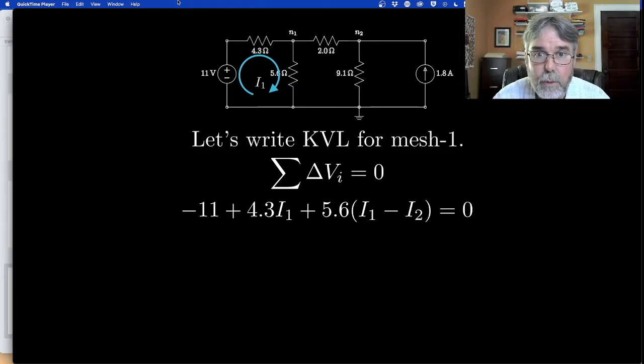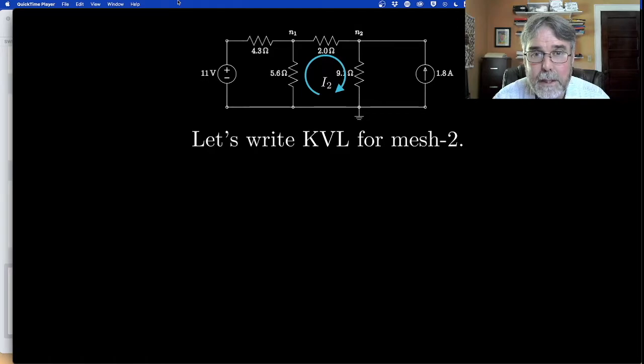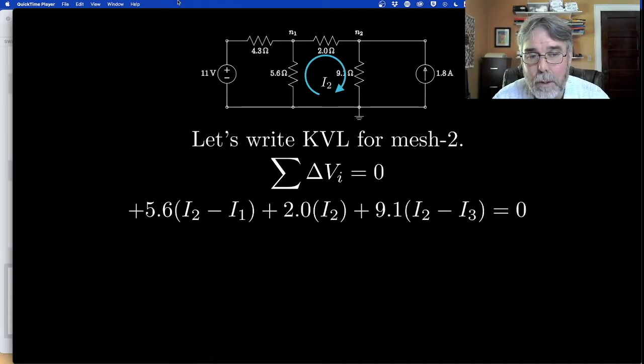Okay. So let's look at I2. I2 is going in the same clockwise direction, but notice that in the 5.6 ohm resistor, that's in the opposite direction of I1. Again, the sum of the voltage drops is zero, and we're going to write that all out. Here, we're going to get 5.6 ohms again, but this time, instead of I1 minus I2, it's I2 minus I1, because we're going in the I2 direction, and I1 on the other side of the 5.6 is going the opposite way, so it gets a negative sign.